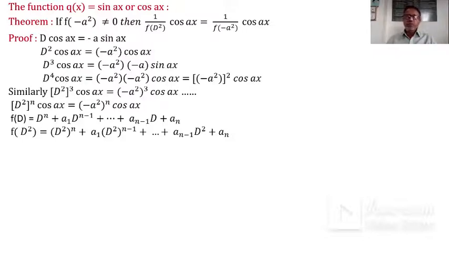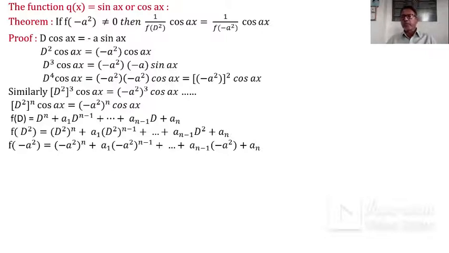Now again from this we obtain f of minus a square. This means in the previous equation we substitute D square by minus a square, so we obtain f of minus a square equal to minus a square to the power n plus a1 into bracket minus a square to the power n minus 1 plus and so on, plus a n minus 1 into minus a square plus a n.